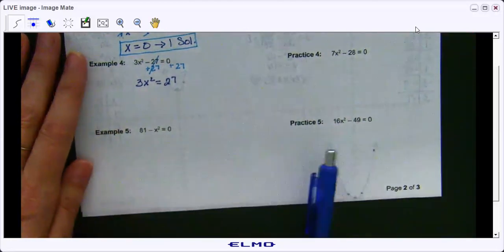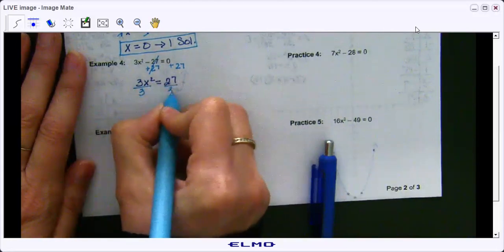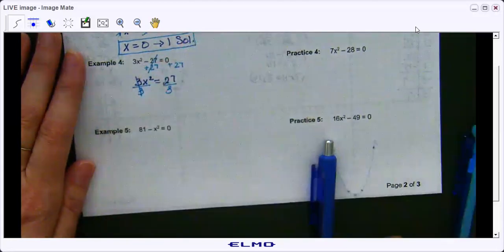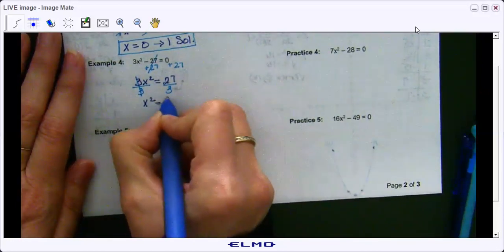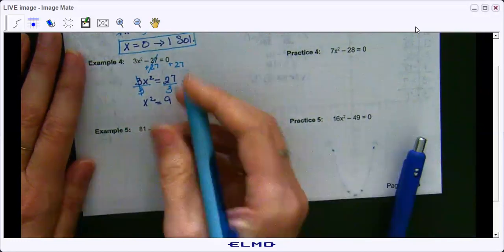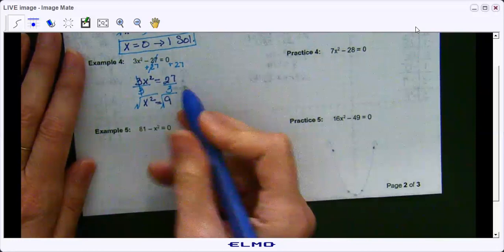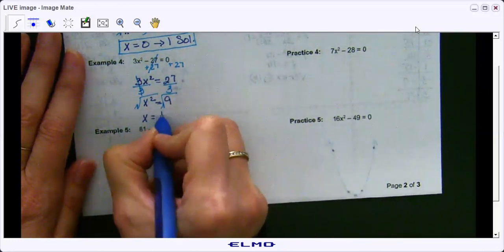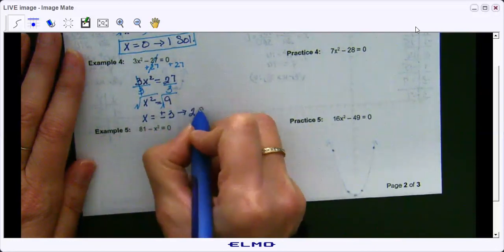And now you're going to divide both sides by 3. And now you're going to square root them. And remember, in this case, x can be a positive or a negative 3, and that means there are 2 solutions.